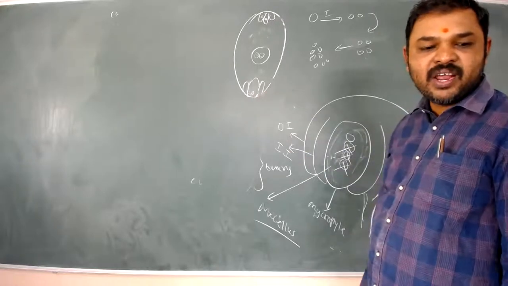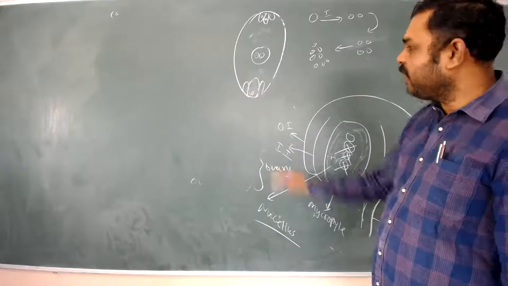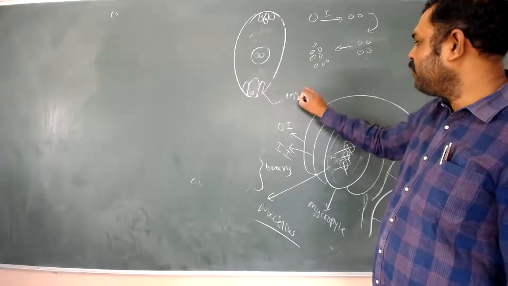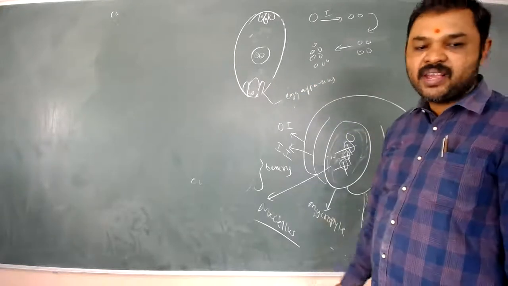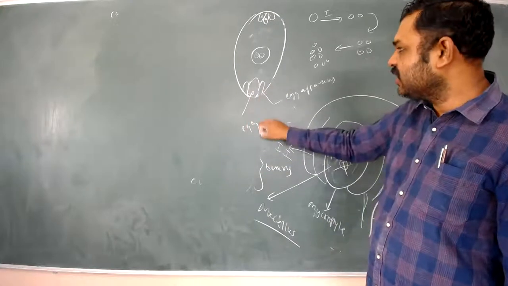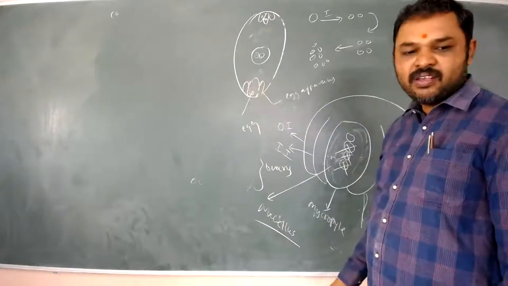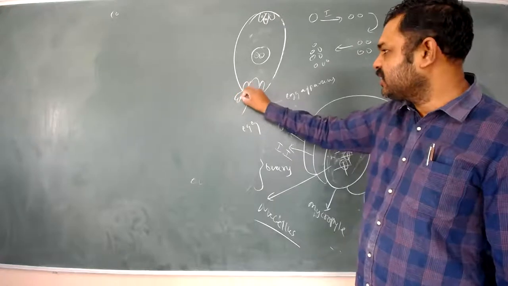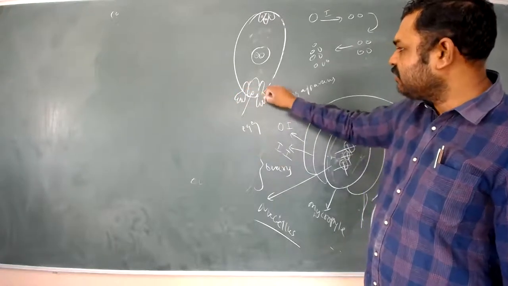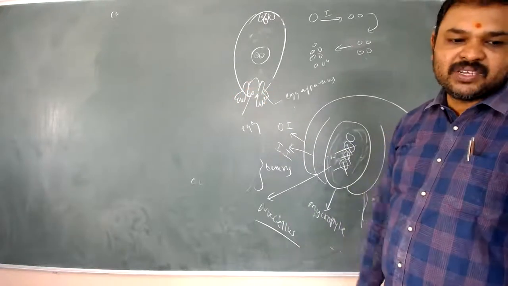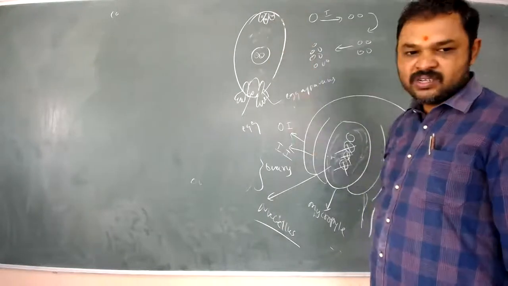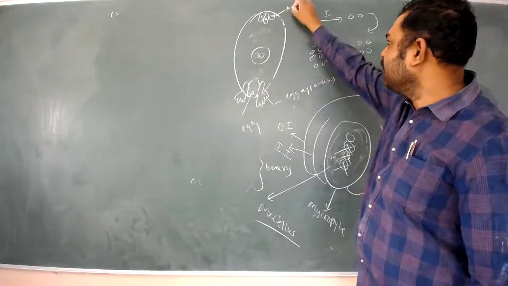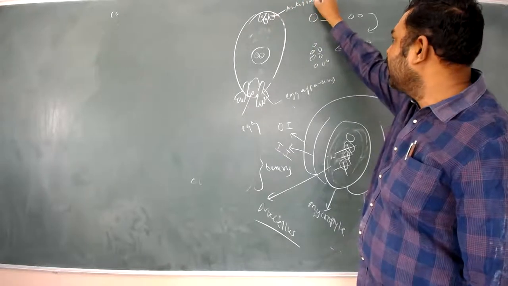So the 3 nuclei occur at the micropylar end. What is formed here? The egg apparatus. In the egg apparatus, what is there? The egg cell is there. Next, synergids are there. The synergids are associated with finger-like projections, which are called the filiform apparatus. And the next one, what would be there? These are the antipodals. The chalazal end will be called antipodal.